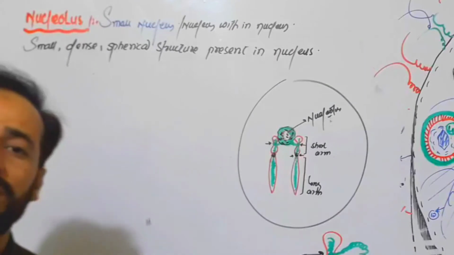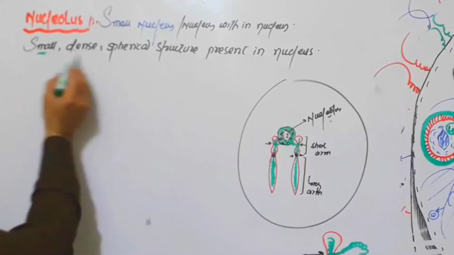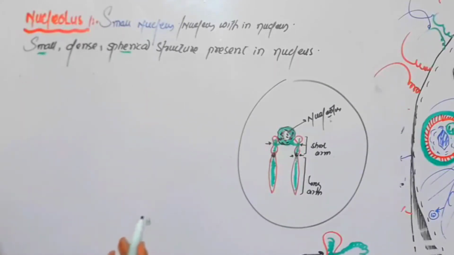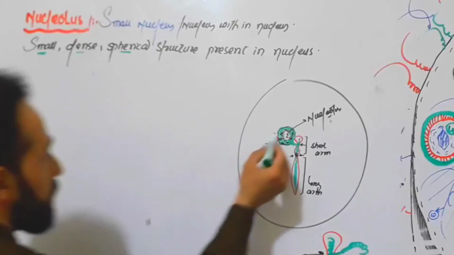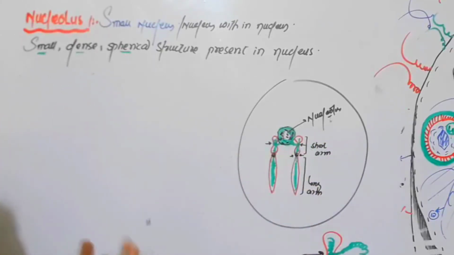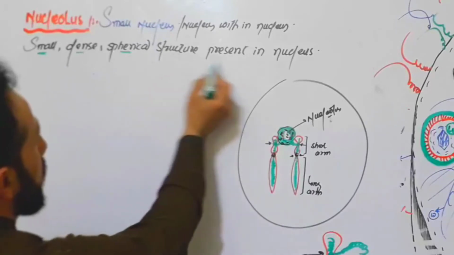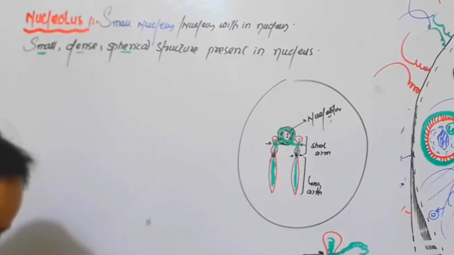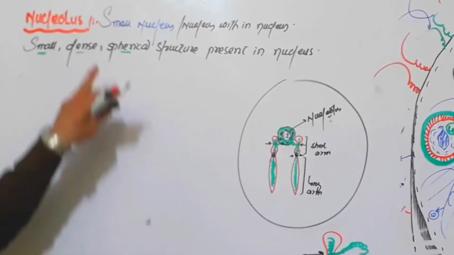This is the definition. Why? It is small, rounded or spherical, and dense. Dense means it contains lots of substances. We will see in the structure later. It is present in the nucleus. Okay, then what can we say about it?